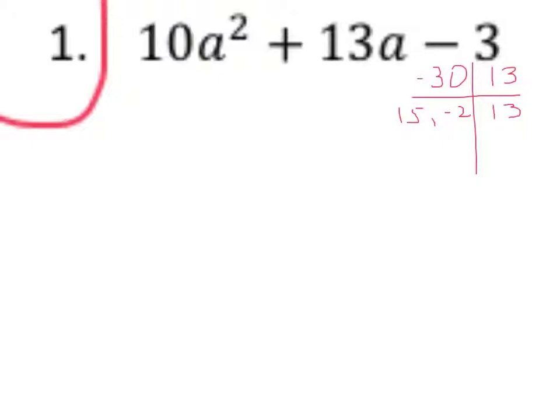Now we rewrite what we started with. 10a squared the first term, and the last term stay the same, but then we add 15a based on the numbers we found and subtract 2a to represent our middle term. And this sets us up for grouping.